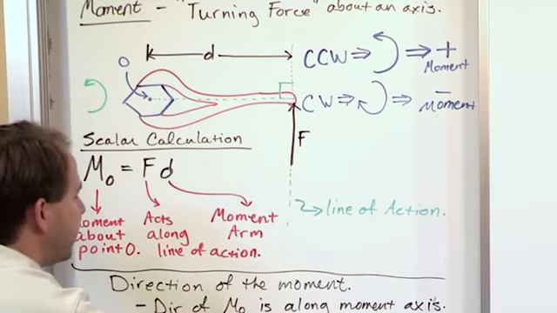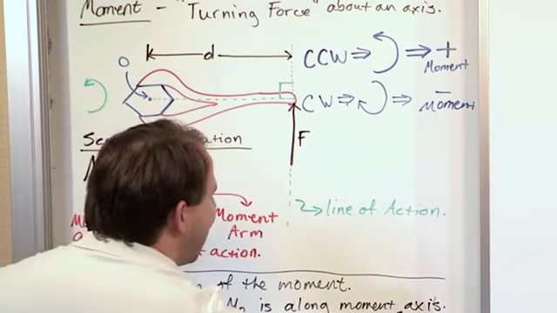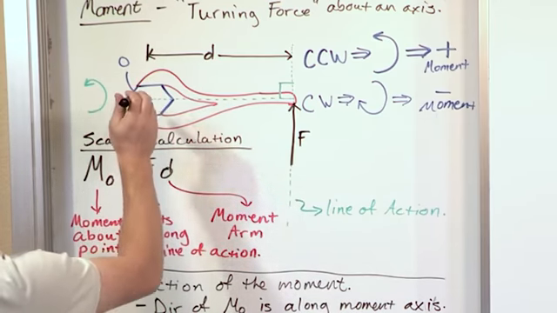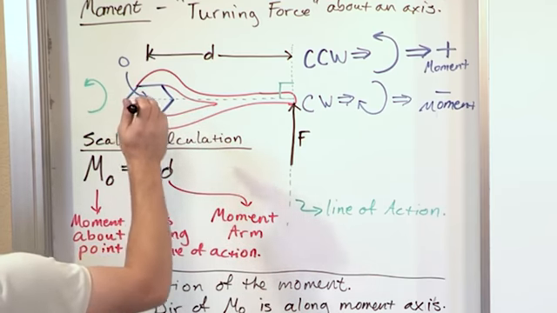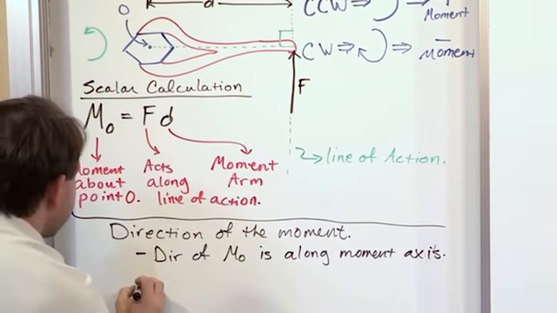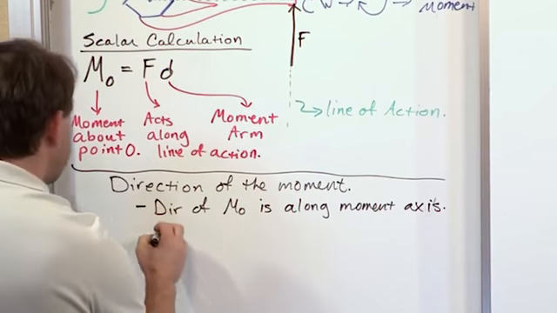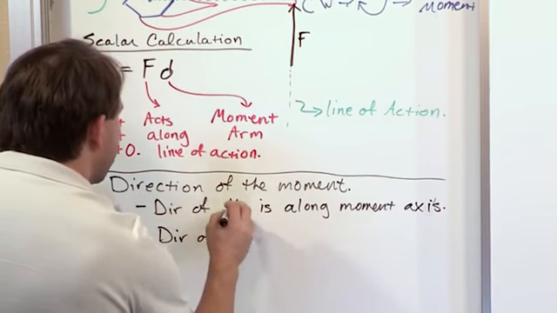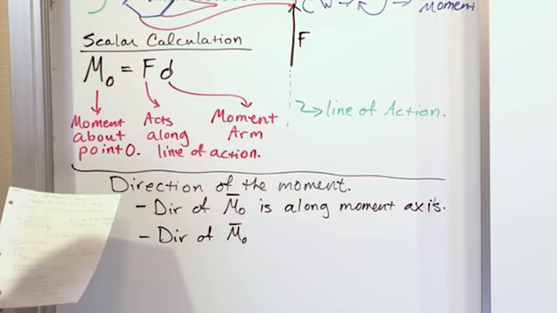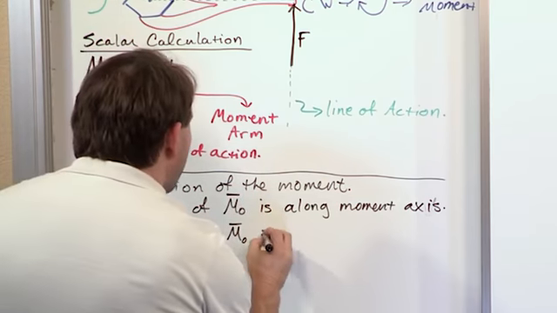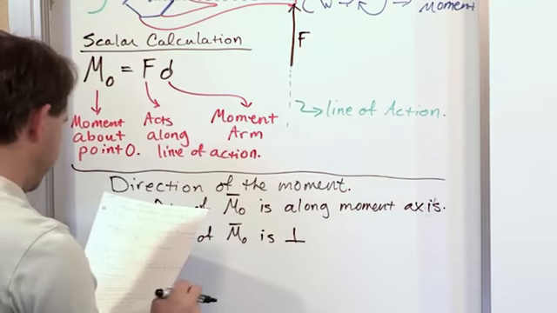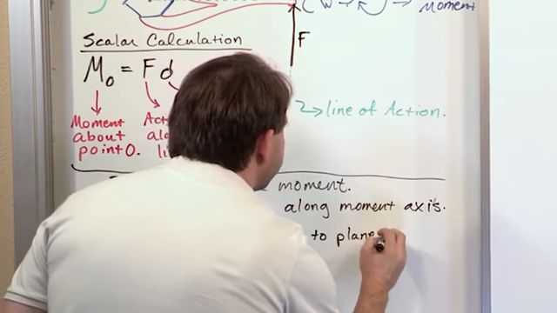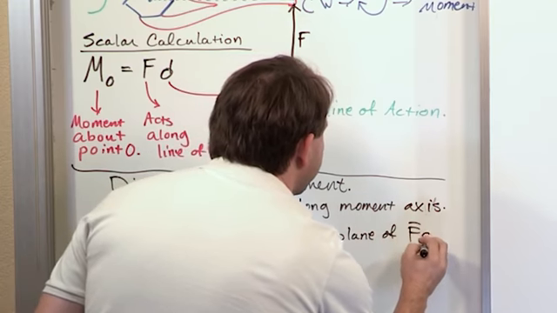So when I say the direction of the moment is along the moment axis, it's a little bit silly. What I'm trying to say is the axis of rotation passes through this point. The vector lies along that axis. And more specifically, the direction of the moment, here I'll put a little vector symbol over there, is always perpendicular to the plane of F and D.